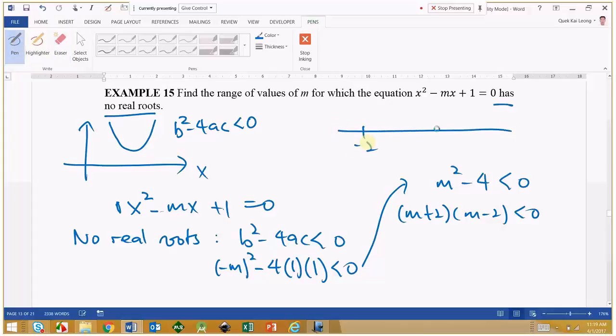Minus 2 and 2. Negative 3 will be good. Negative 3 will give me negative 1, negative 5, so it's positive. Use a value 0, negative. Okay, so that one is positive. I want less than 0, so it's this region here, less than 0. So the answer: m must be between negative 2 to 2.